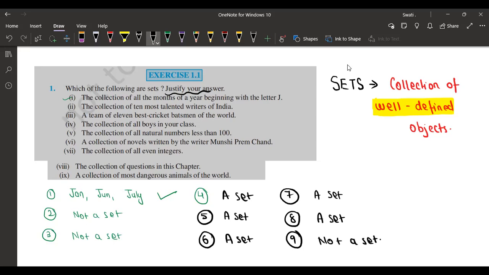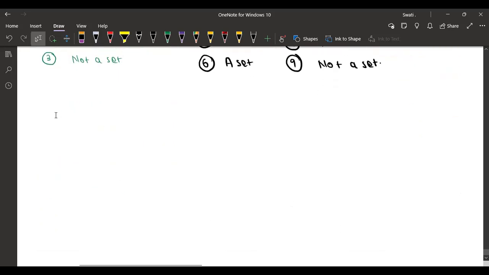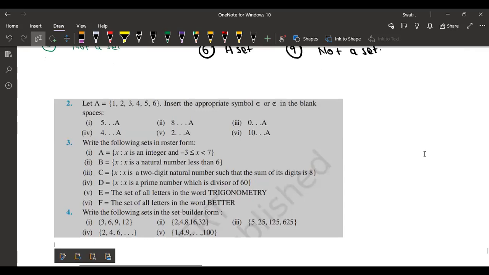Okay. I hope the first question of exercise 1.1 is very clear. So you can simply justify your answer by writing that it is a set because it is well defined, and it is not a set because it is not well defined. Let's go to the second question. So let me show you the second question.